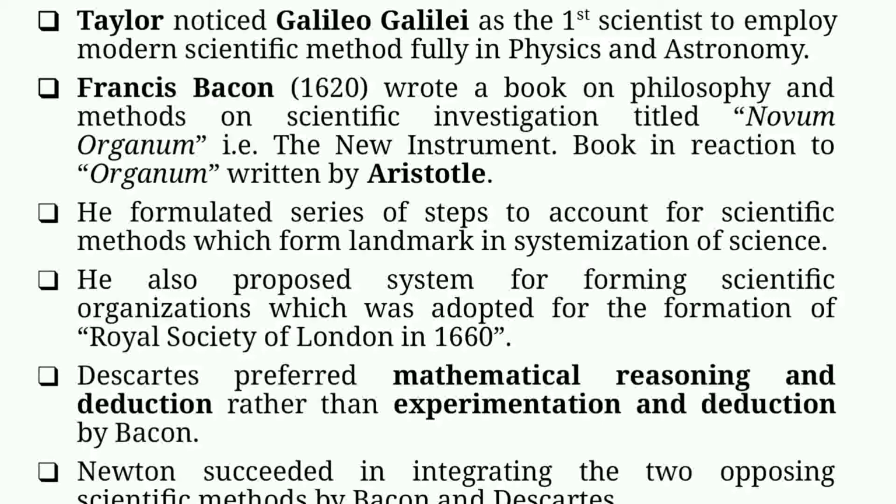Also in this line, Francis Bacon in 1620 published a book on philosophy and the method of scientific investigation. He formulated a series of steps to account for scientific methods, which forms a landmark in the systemization of science. Bacon again proposed systems of forming scientific organizations, which was adopted for the formation of the Royal Society of London in 1660.